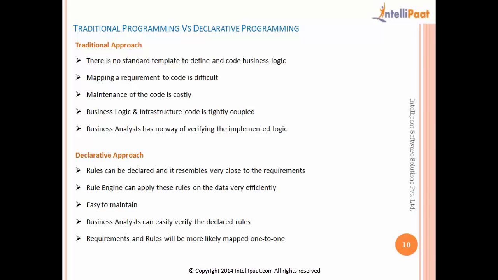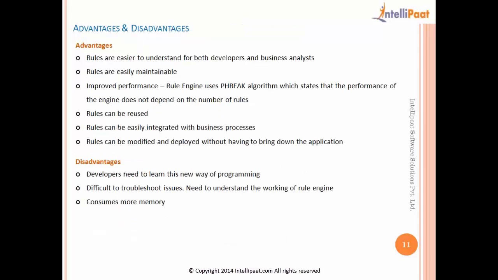As I said, requirements and rules will be more likely mapped one-to-one. Advantages, as I said, it's the same thing. It's easier to understand, easily maintainable. It provides us improved performance. Rules can be reused. Since it is externalized, any system can apply a set of rules to its execution. So it's reusable. Rules can be easily integrated with business processes.